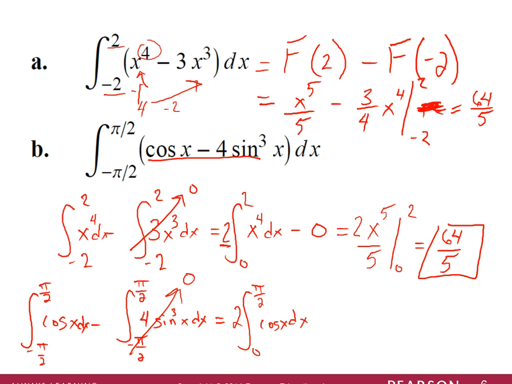So this goes off to 0, so we don't even have to worry about that sine cubed x, which is a good thing because we have no idea how to get the antiderivative of that at this point. However, we can get the antiderivative of cosine of x, and that will be sine of x, and we want to evaluate that from 0 to pi/2, and sine of pi/2 is equal to 1, and sine of 0 is equal to 0, so this integral simplifies to 2.